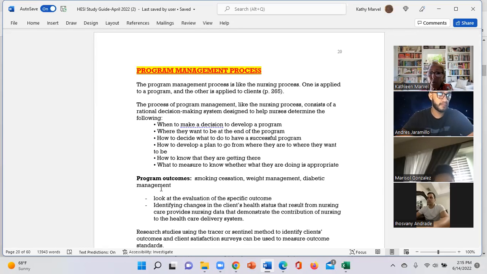Okay, how do we establish programs? Program management, and remember, think ADPI. Program management is just like the nursing process. You're using your ADPI, it just looks different, but you're still using the nursing process.